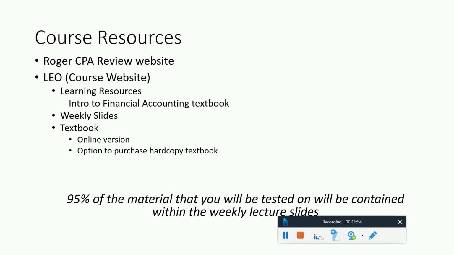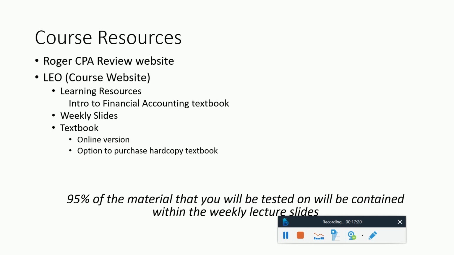I mentioned before I'm going to post weekly slides. And then there's also information on whether you would like to purchase a hard copy version of the textbook. That is completely optional. I do have a large number of students, though, who oftentimes want to have a hard copy resource that has a lot of information about financial accounting because that's the field that they're going into.